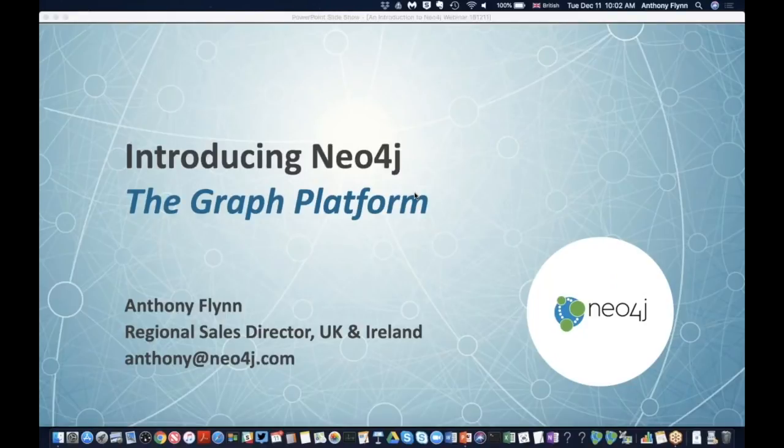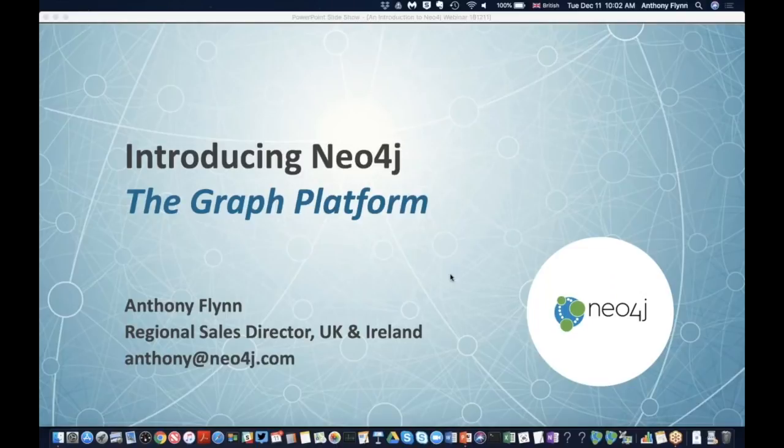Good morning, everyone. Today we're going to be talking about the Neo4j graph database and graph platform. We'll be talking about what a graph database is, when you might think about using one, how graph databases differ from other database technologies that you may be familiar with, and some of the add-on tools and technologies that we are bringing to market to enhance the Neo4j platform.